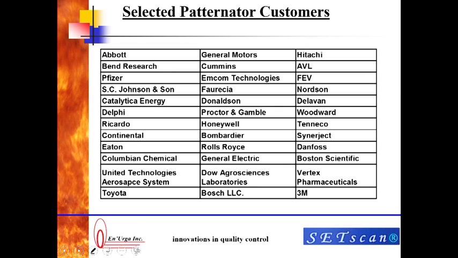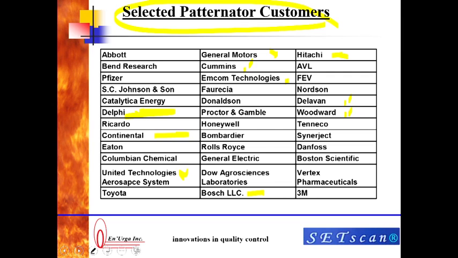Now, having said this, we can look at who are our customers who purchase this Patternator. This gives you a sample of our customers. Customers are in a wide variety of fields. For example, we have customers who are in the automotive field, tier 1 suppliers like Delphi, Continental, Hitachi and Bosch. We also have their customers who are General Motors, Cummins, MCOM Technologies. We also have other people in the aerospace industries such as Woodward, Delavan, United Technologies.